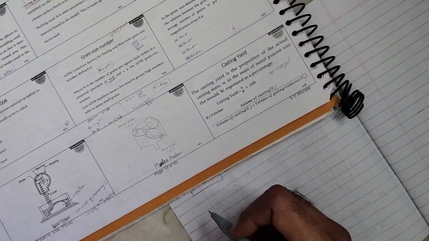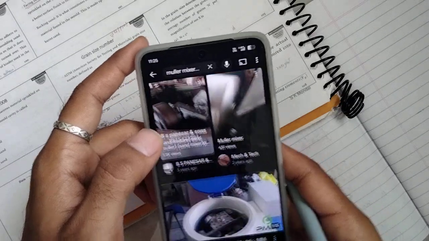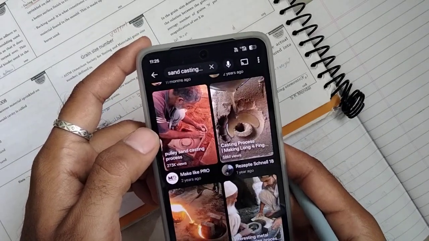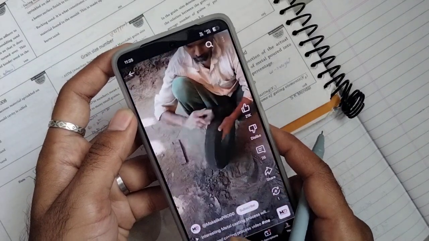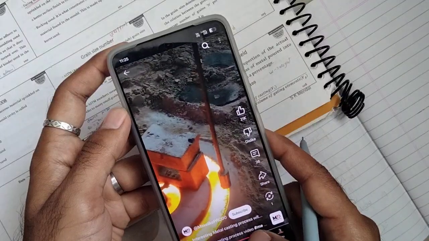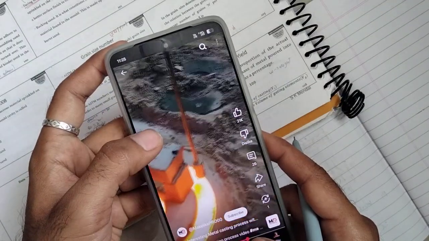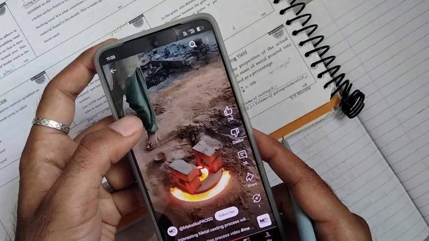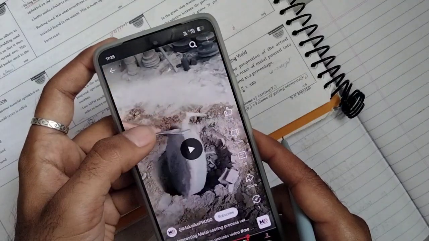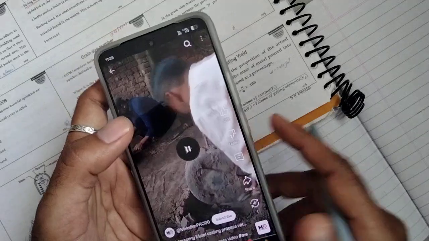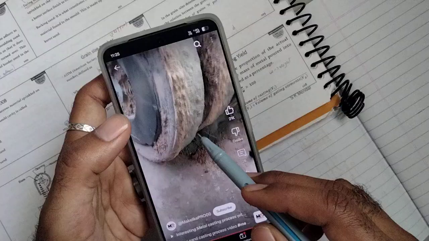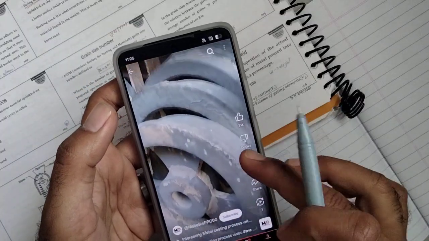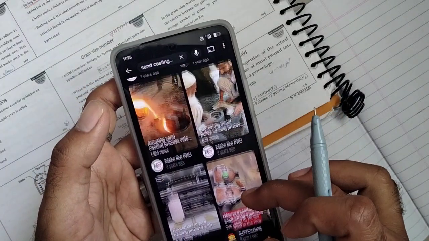So the next one is the casting yield, one of the most important topics. Again, you can see this one, he just pours this in. Now, guys, we need just the round shape alone. You can see this extra thing is waste material, so that comes in this category.